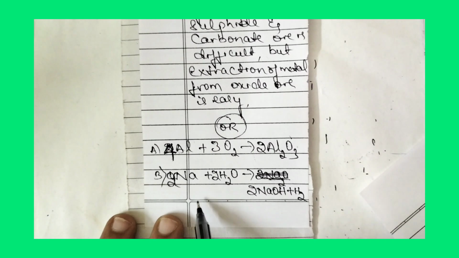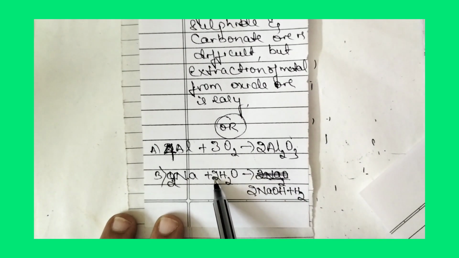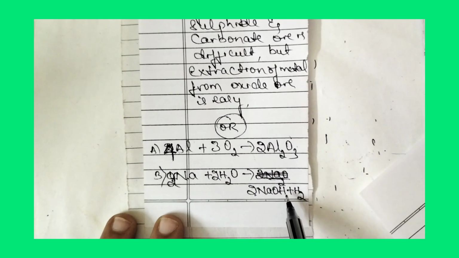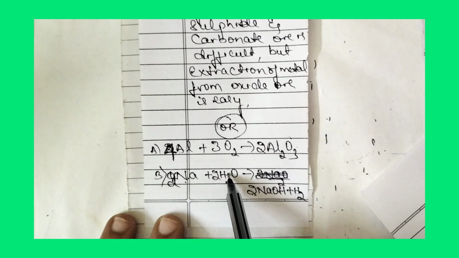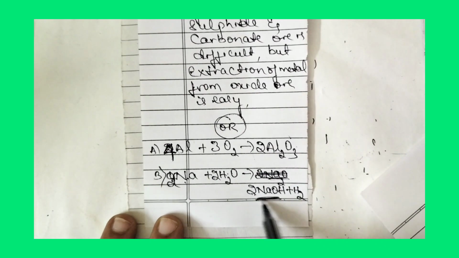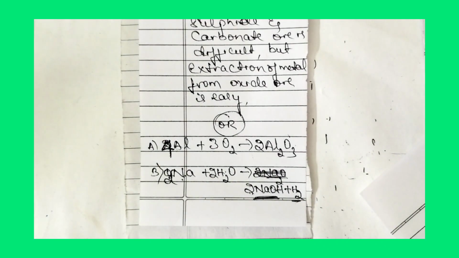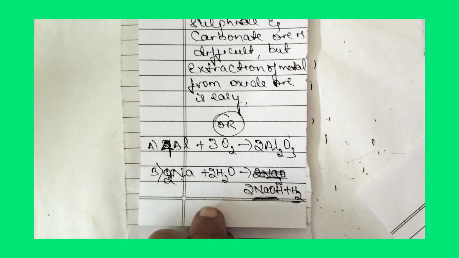H2 liberated. See, is the equation balanced? 2Na, 2Na; next 2 2s are 4 hydrogen, here two hydrogen, here two hydrogen; oxygen 2, oxygen 2. The equation is balanced. Sodium reacts with water to form sodium hydroxide and liberates hydrogen. So sodium reacts with water to form sodium hydroxide and liberates a gas, that is hydrogen. So like this we have to answer question number 27 internal choice question. We have written a balanced chemical equation.